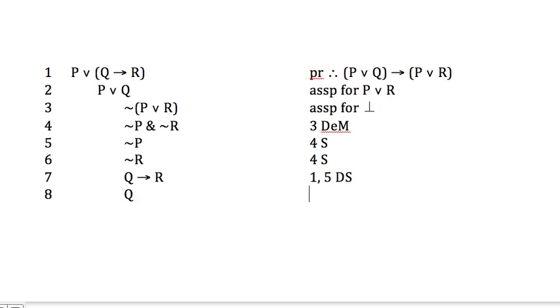So from 2 and 4, by disjunctive syllogism once again, we get Q. And now we're almost home. We've got Q arrow R, we've got Q rather. We can get R by modus ponens. 7, 8, modus ponens. And now we have not R on one line, R on another line. We have a contradiction.